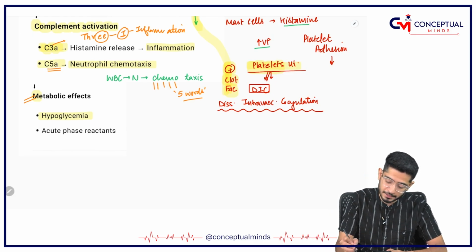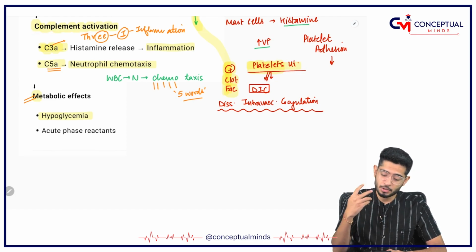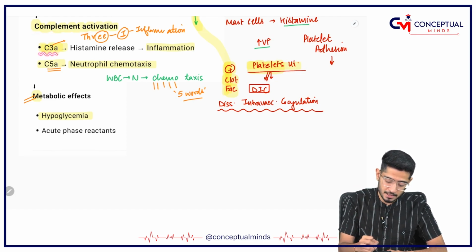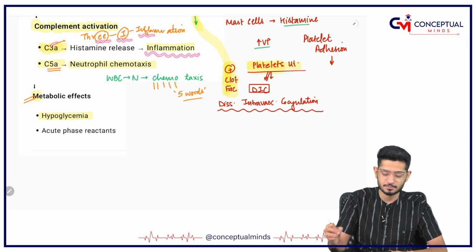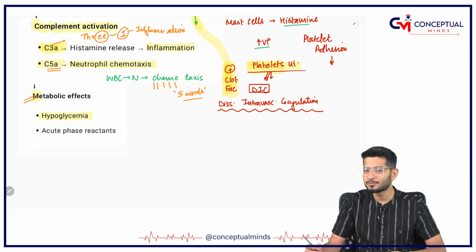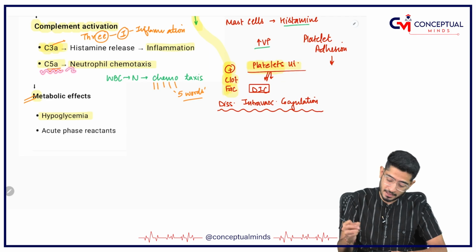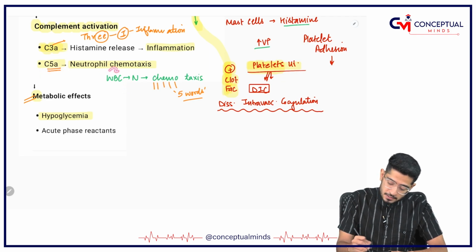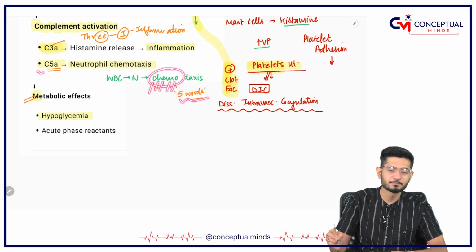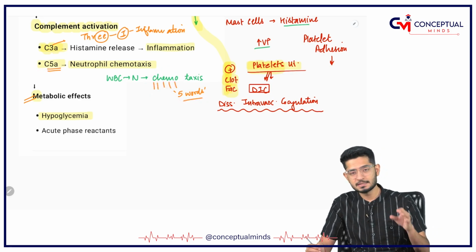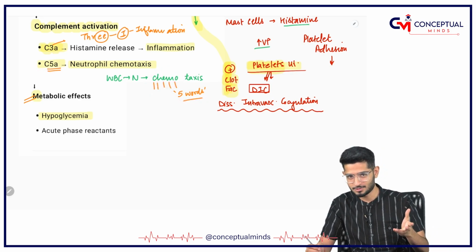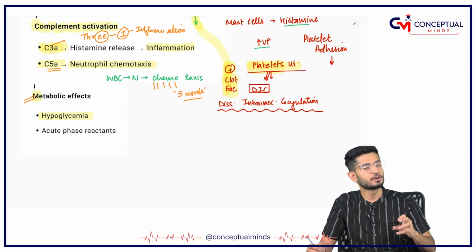In complement activation, two complements are activated, C3a and C5a. C3a, the 3 having a double E, is just like an I, so I for inflammation. C3a is responsible for inflammation, whereas C5a is responsible for chemotaxis. Chemo, C-H-E-M-O, five letters, C5a. So C3a is for inflammation, and C5a is for chemotaxis.